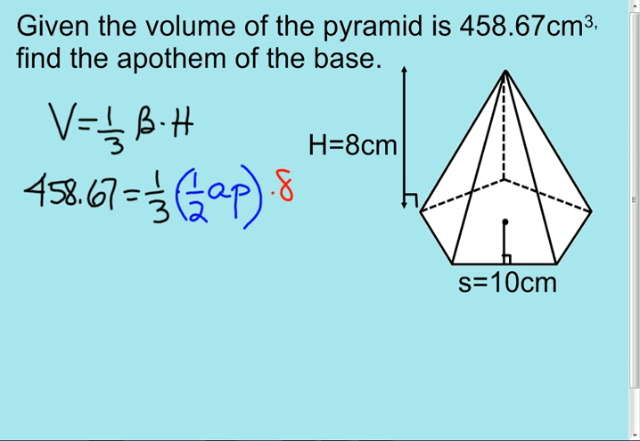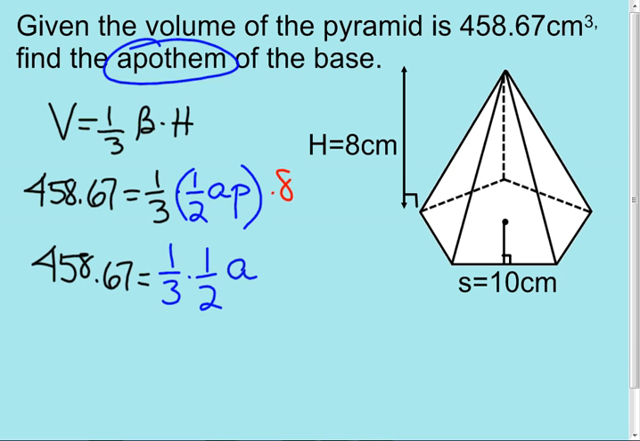Okay. So this big number, 458.67, is equal to 1/3 times 1/2. The apothem, I don't know. What's the perimeter? The perimeter is the length of the side, 10 times 5, and I still have times 8. Now, here's the question. A lot of you have a hard time finding out what A is.